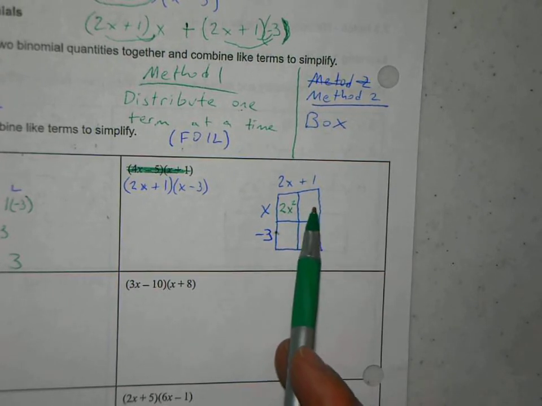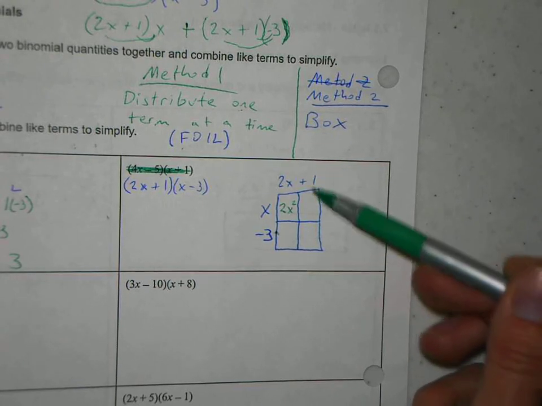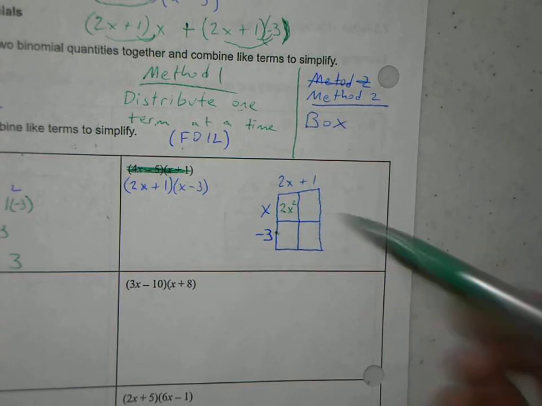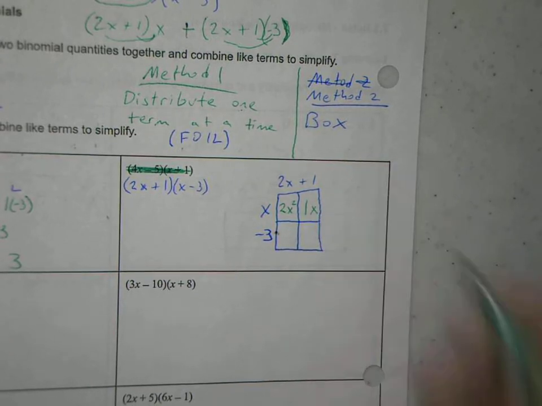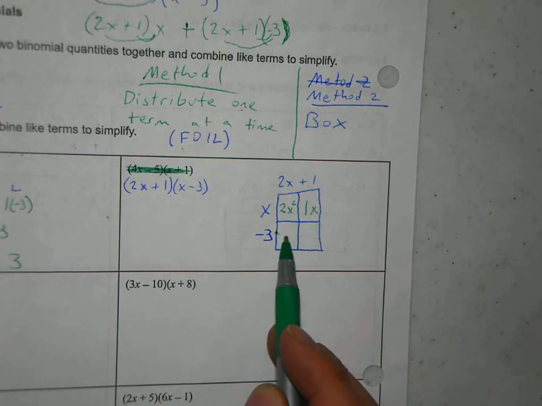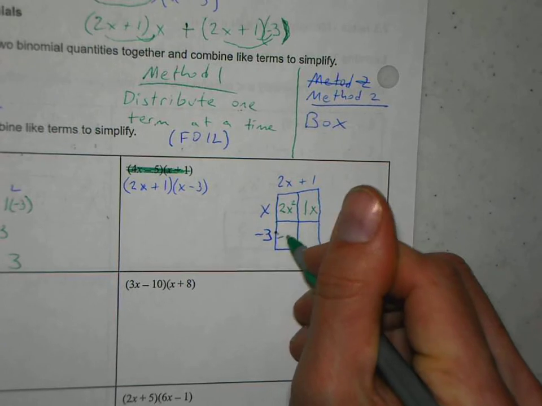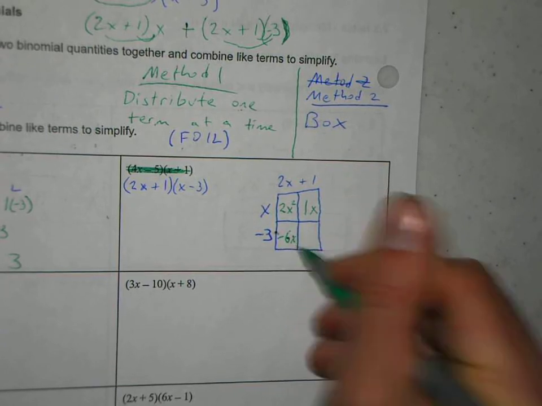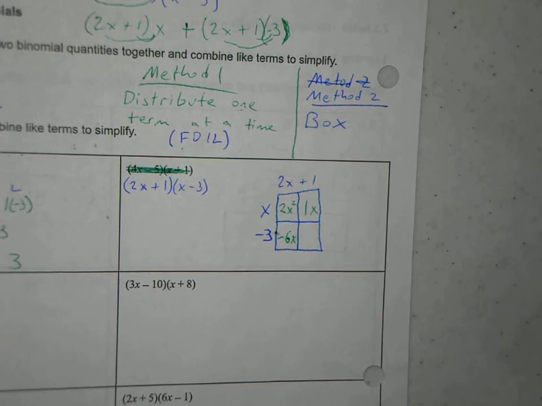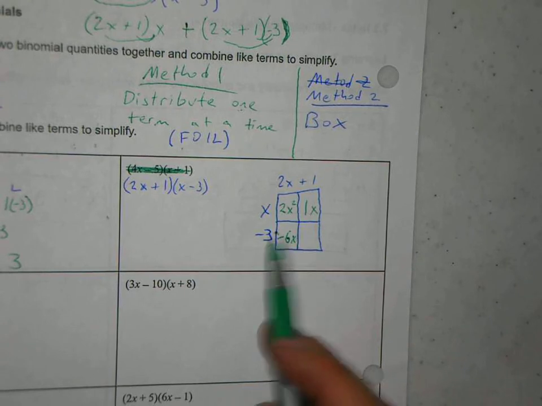Which two things do you think I would multiply together in this box? Not the negative 3. Sorry, in this box right here. Yeah, the 1 and the x. What's 1 times x? 1x. Which two things do you think I would multiply together in this box? Negative 3 and 2x. Yeah, the negative 3 and the 2x. What's negative 3 times 2? Negative 6. Good. So I get negative 6x there. And then in this box, it's 1 times negative 3.